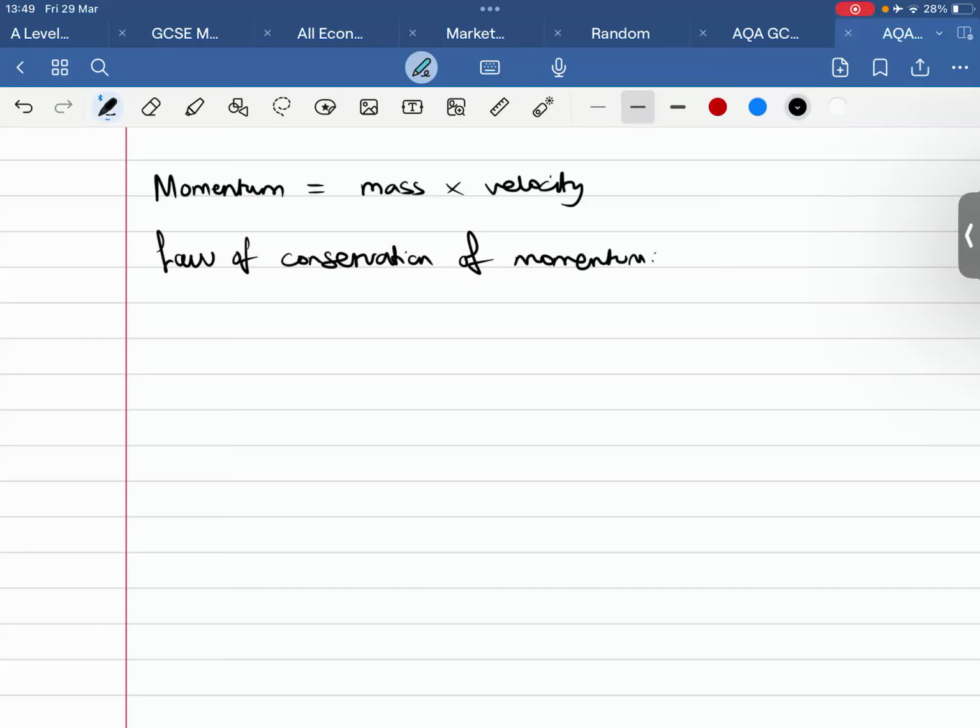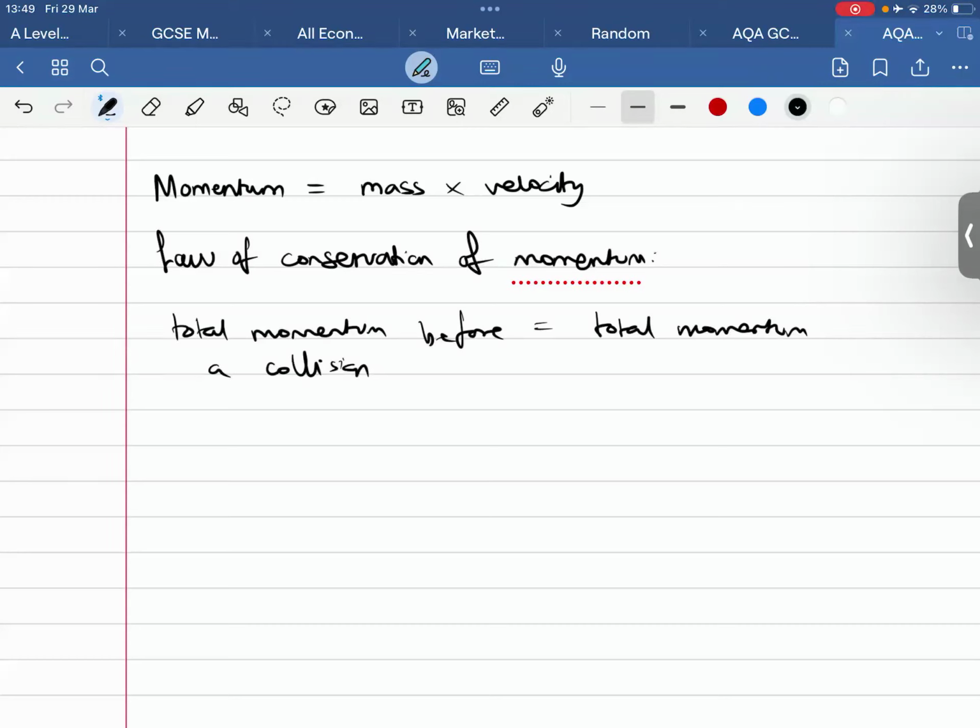I can't remember. Total momentum before a collision or an event equals total momentum after. The key thing, so momentum is mass times velocity, but let's say two cars crash into each other.